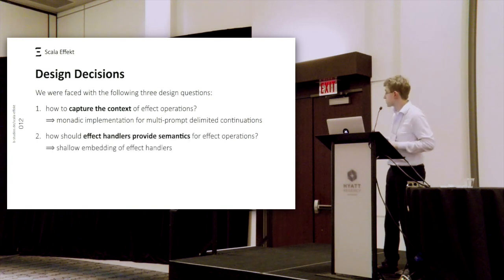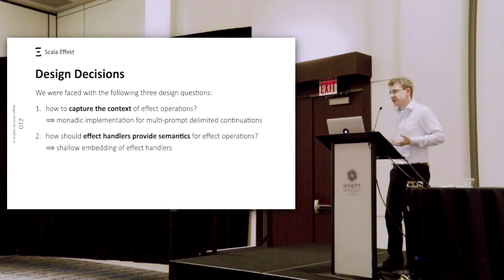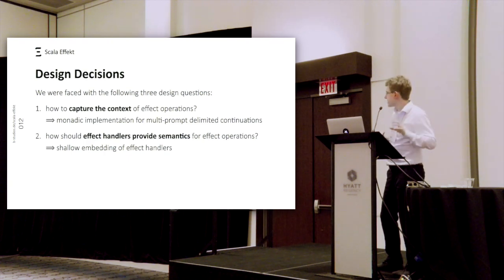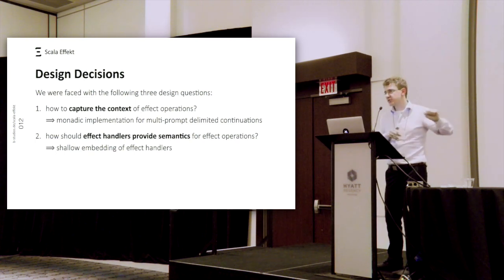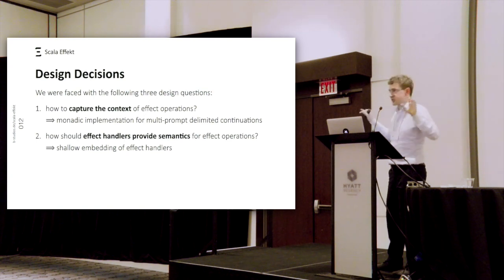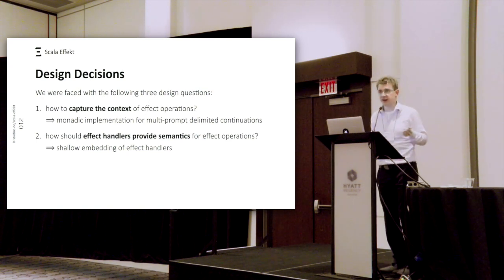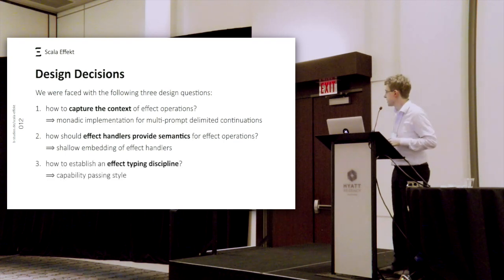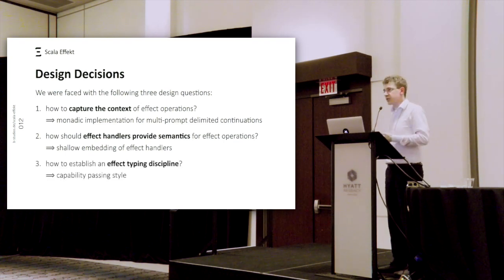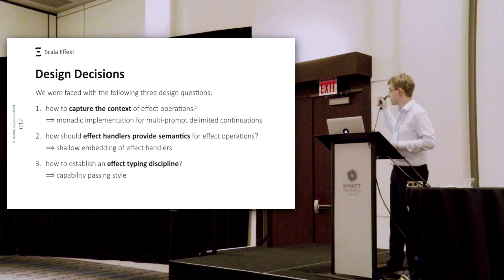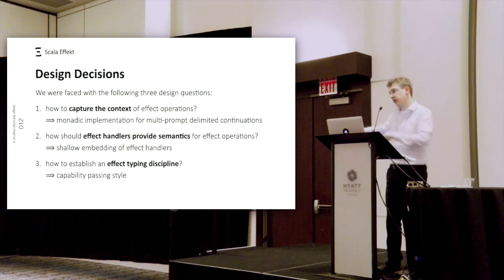Okay, so the second question we are faced with is, how should effect handlers provide semantics to effect operations? We have already seen how to use them, but how do they actually provide semantics? Different implementations of algebraic effects choose different answers here. Our answer is we use a shallow embedding of effect handlers, and I will go into detail in a second. The third question is how to establish an effect typing discipline. How do we ensure that in the end, when we run the program, all effects are handled? Our answer is we use something that we call capability passing style. We pass down capabilities.